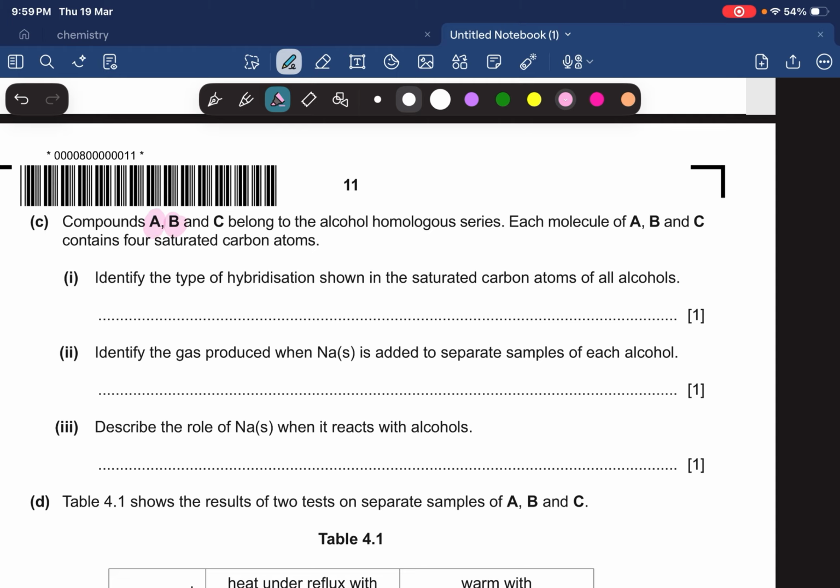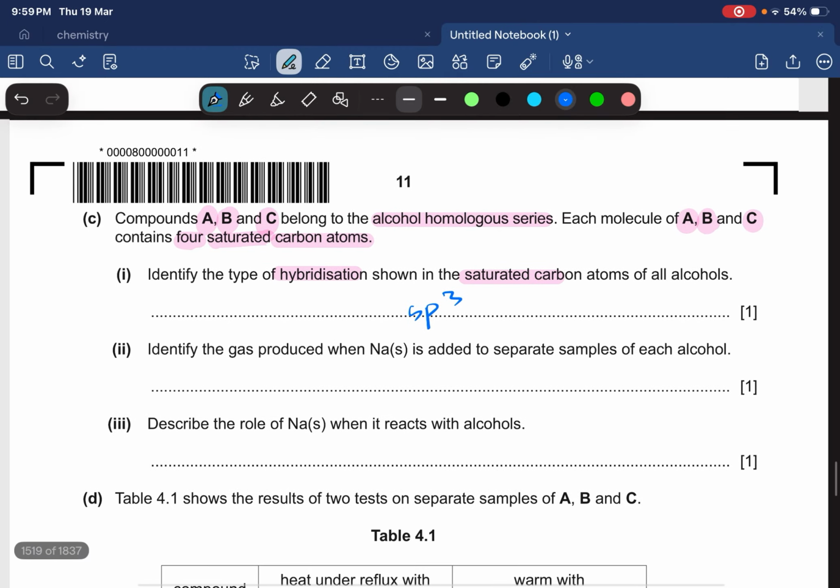Compounds A, B and C belong to the alcohol homologous series. Each molecule A, B and C contain 4 saturated carbon atoms. Identify the type of hybridization shown in the saturated carbon atoms. sp3 hybridized. When carbon is saturated, when carbon makes 4 single bonds, it is sp3 hybridized.